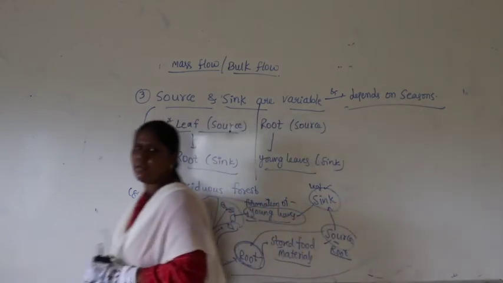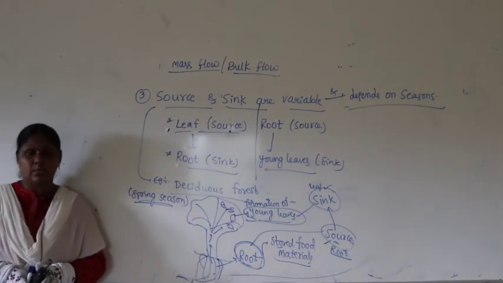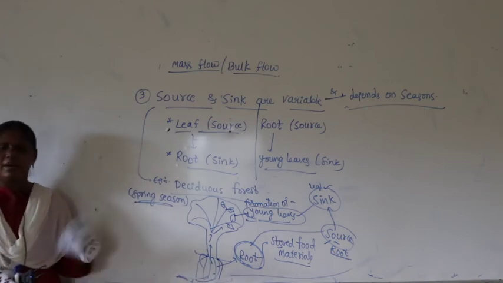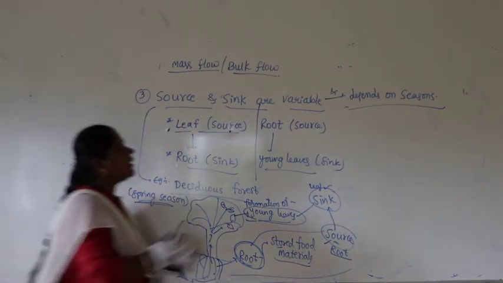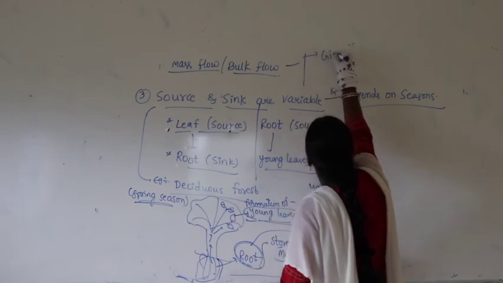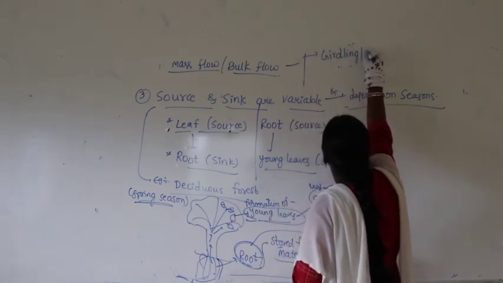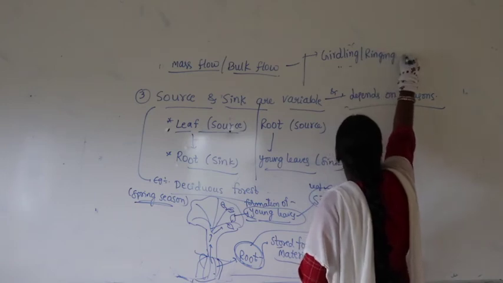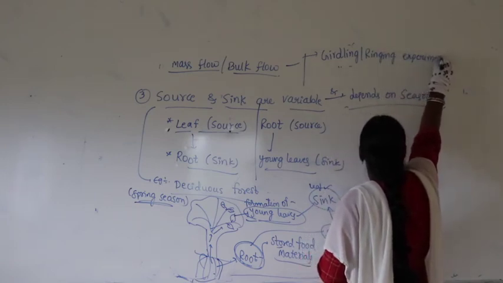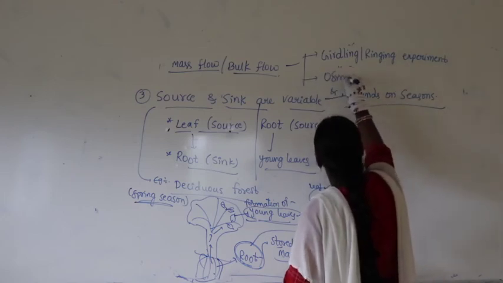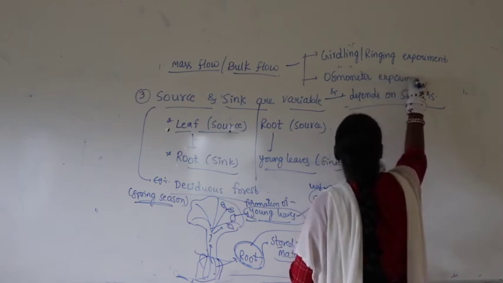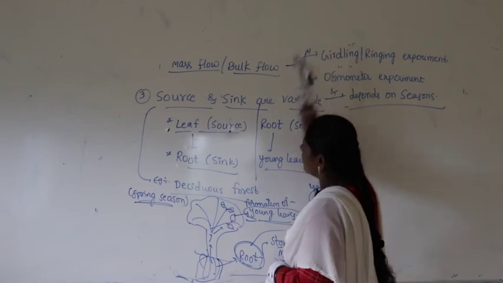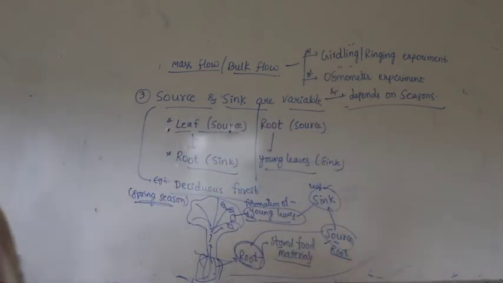Right. So this is also one of the important things we make sure we understand about what is called mass flow or bulk flow. The major experimental support for mass flow, bulk flow, remember again, one is girdling or ringing experiment. This is what we have studied, and the other one is the osmometer experiment. So with this we understand what is called mass flow or bulk flow.